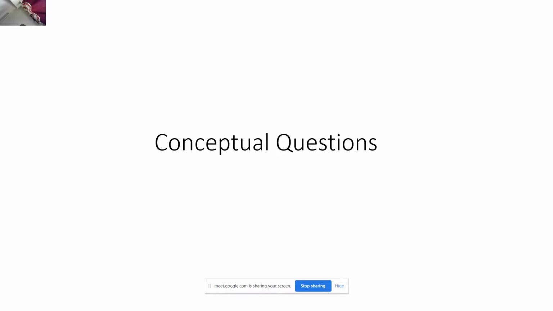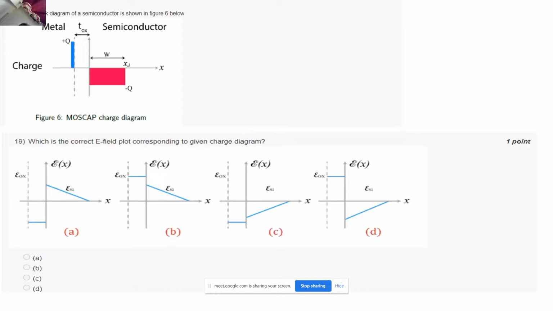And again, I want this session to be interactive, so please unmute yourself whenever you have a doubt or a suggestion, and whenever I am asking a question, I kindly request you to be very interactive in this session. So this is the first conceptual problem.